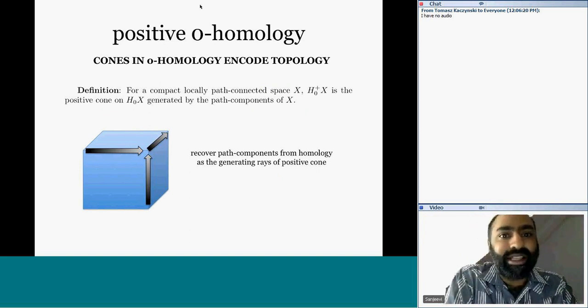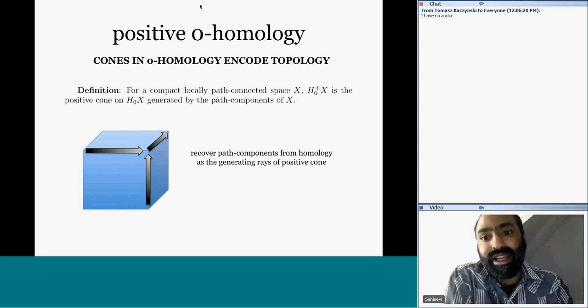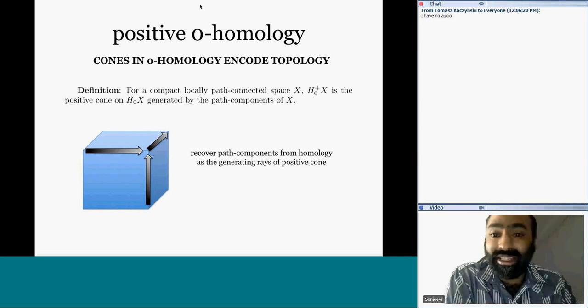Well, a simple example is in zero homology. So I can think of zero homology, ordinary zero homology, as being combinations of path components, right? In that vector space, I can define the positive cone as just being generated by the path components. So non-negative linear combinations of path components. So this is somewhat of a silly example, but really, if you think about it, something is going on.